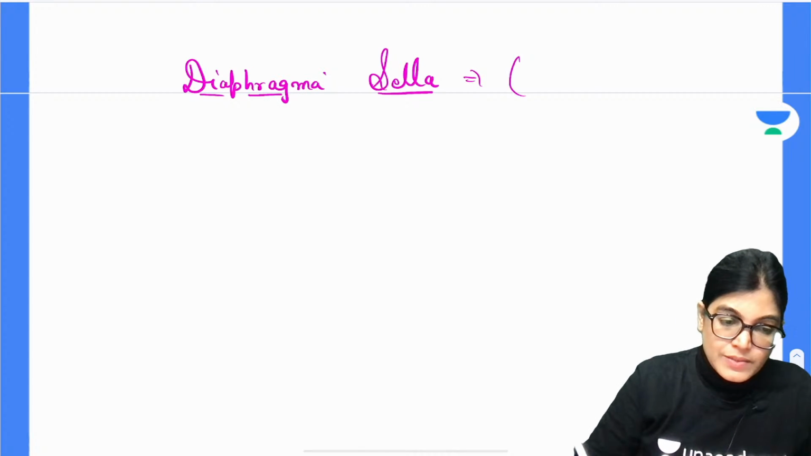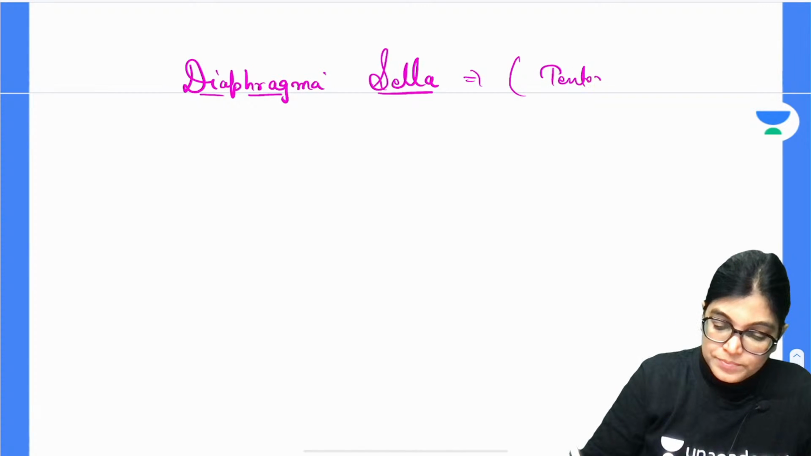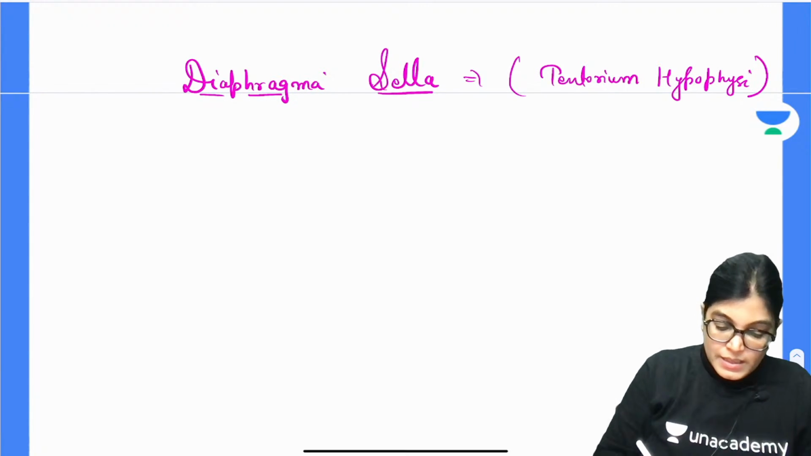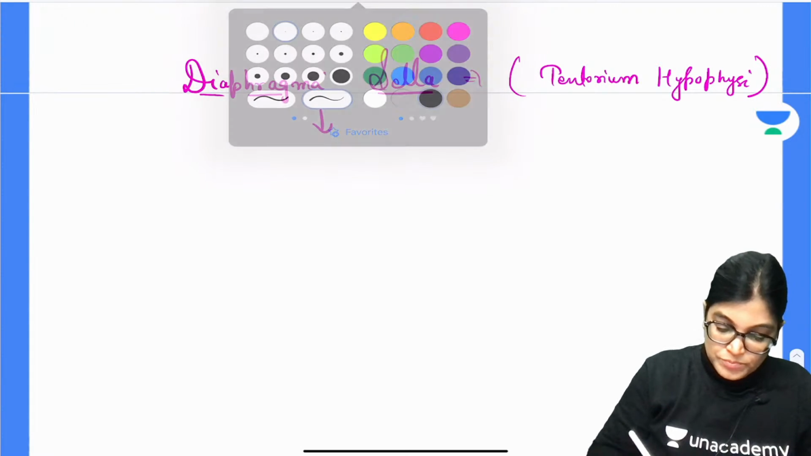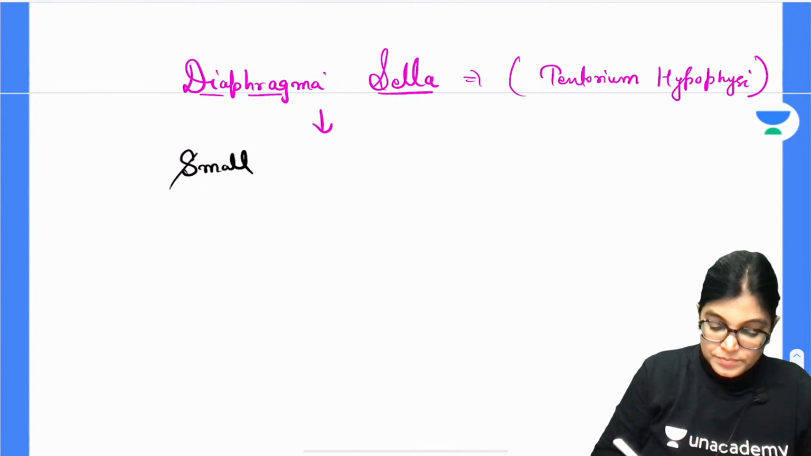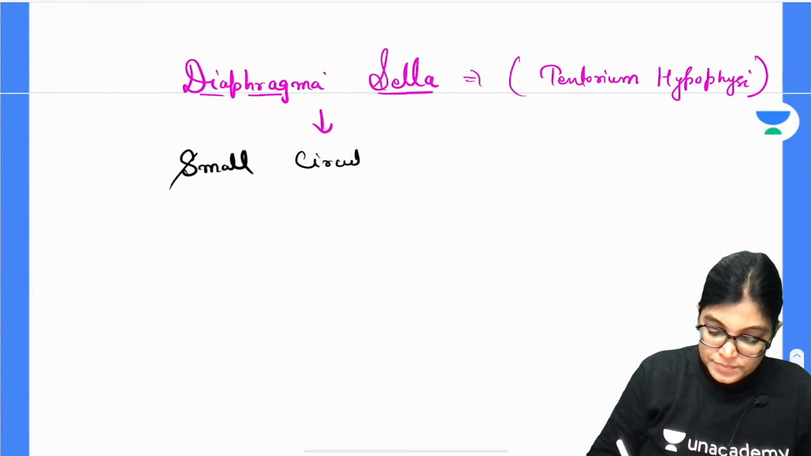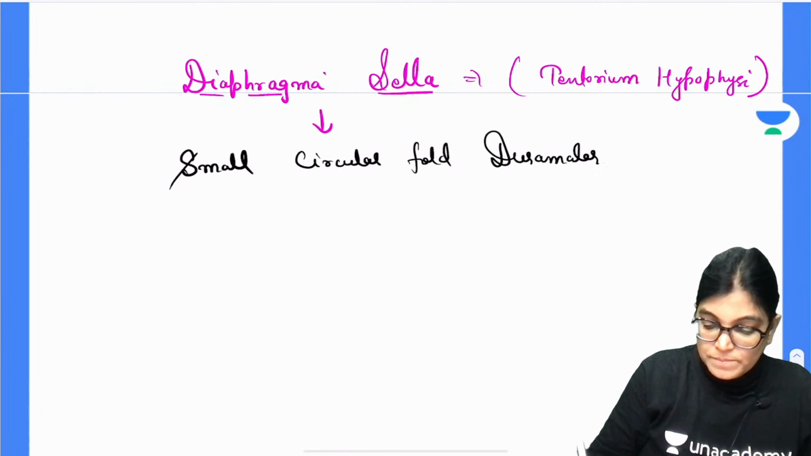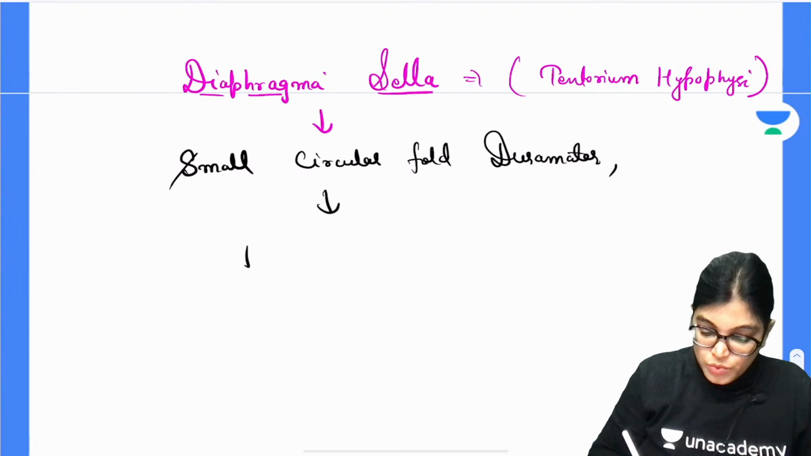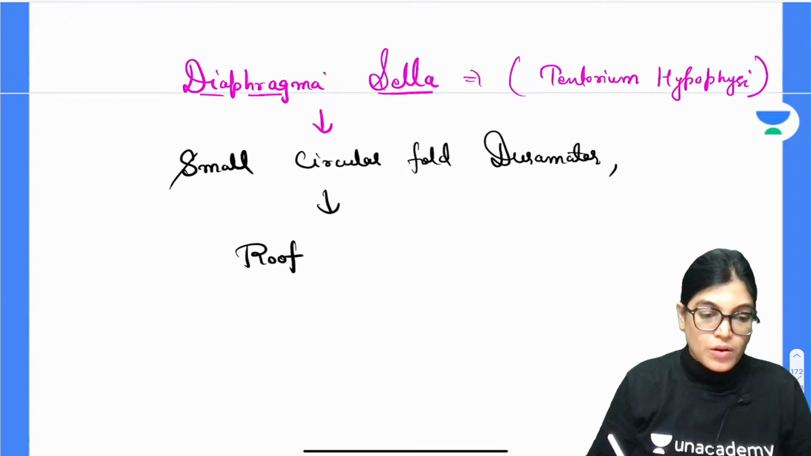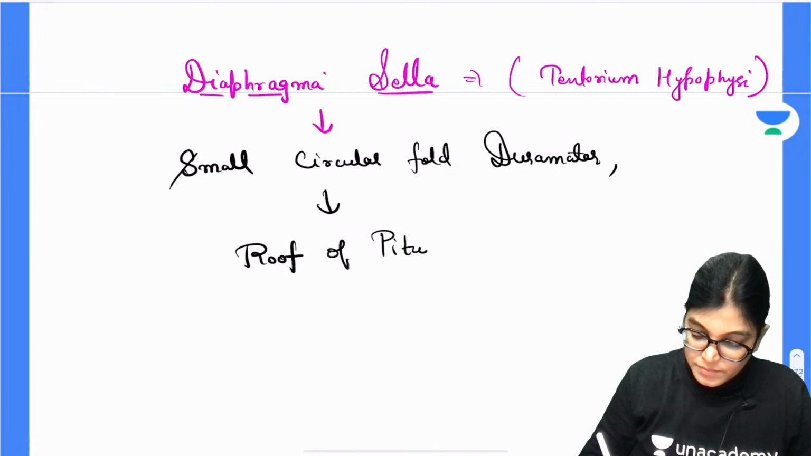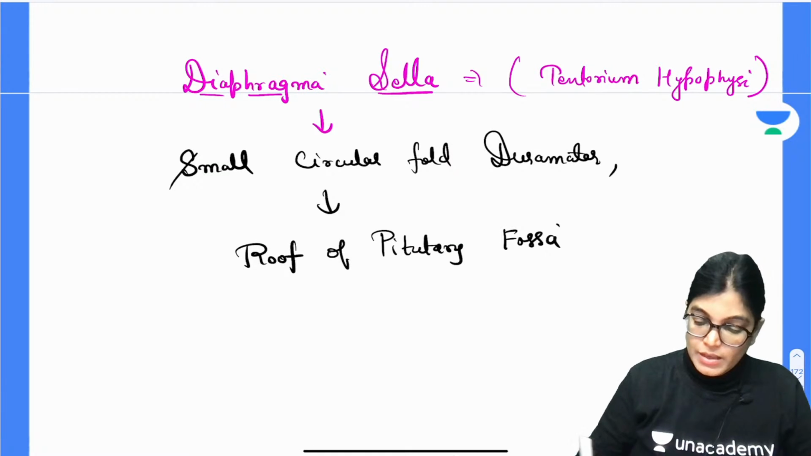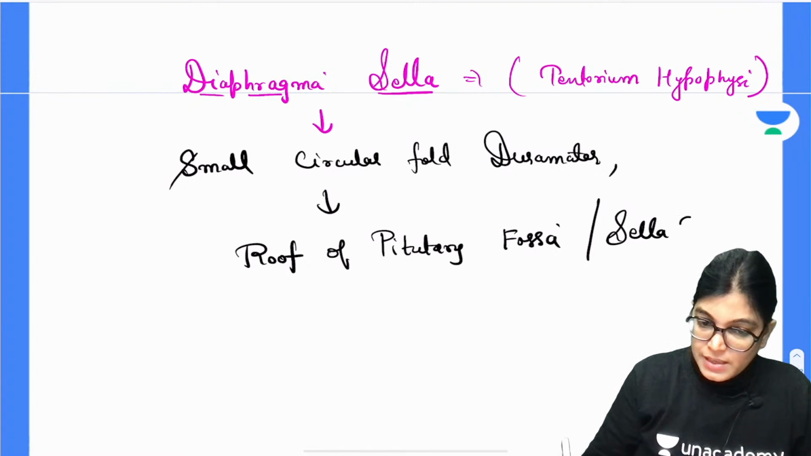So diaphragma sella, which is also called Tentorium hypophysi, is a small circular fold of dura mater which forms the roof of the pituitary fossa, that is the sella turcica.